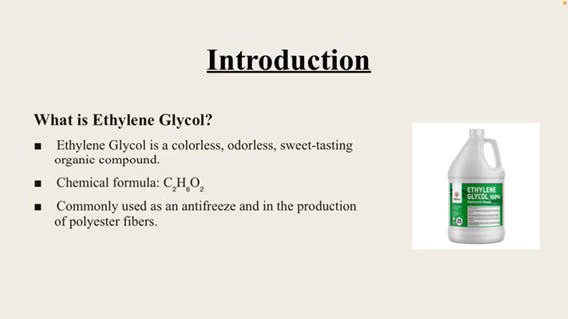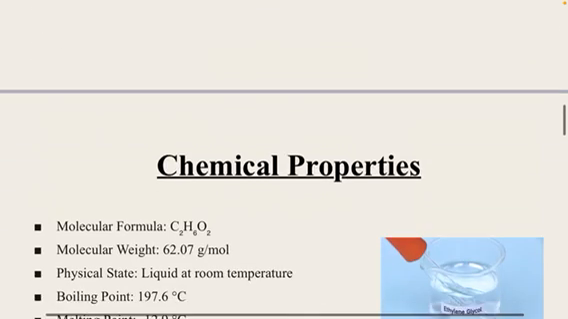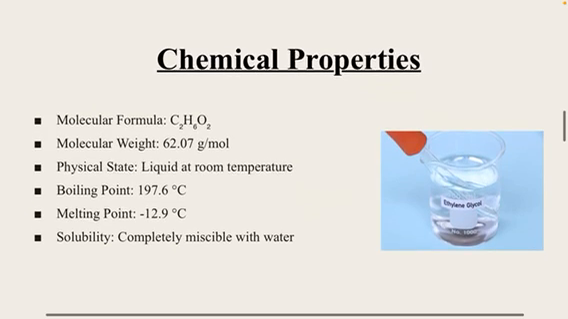And then we have polyester fibers. So basically, polyester fibers are a type of synthetic fiber made from polymers, which are called polyethylene terephthalate, PET. So now we will move to our next slide, which is about the chemical properties of ethylene glycol.